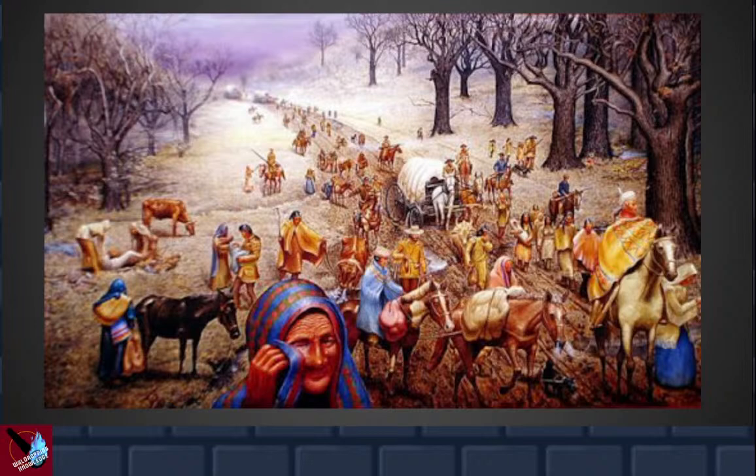Of course, today we don't think of it as the Indian Relocation Act. We think of it as the Trail of Tears. Right? But this is where Native Americans are forced off their land and onto reservations.